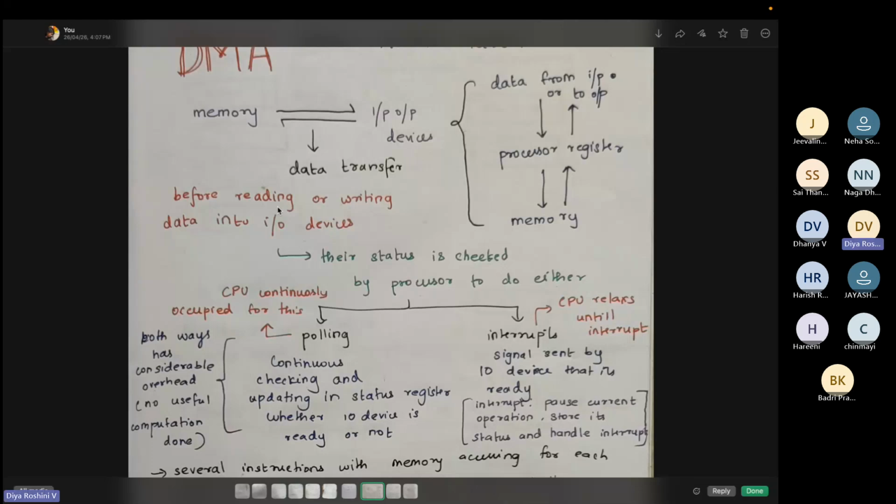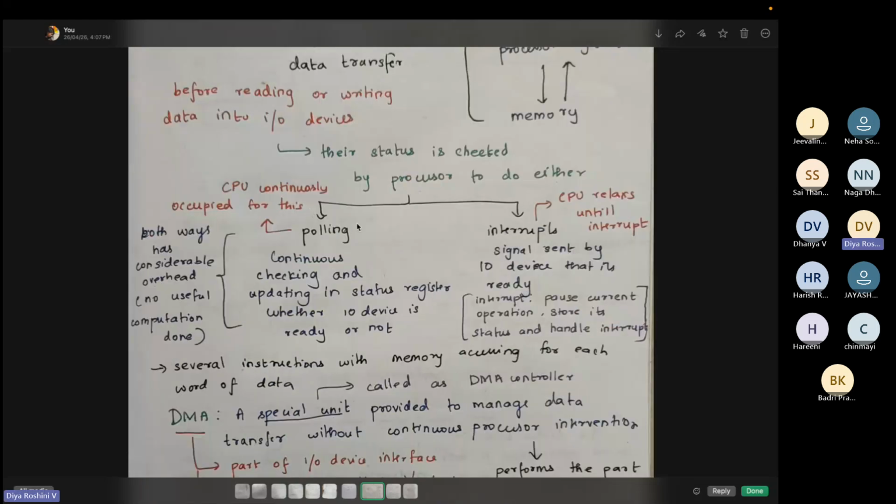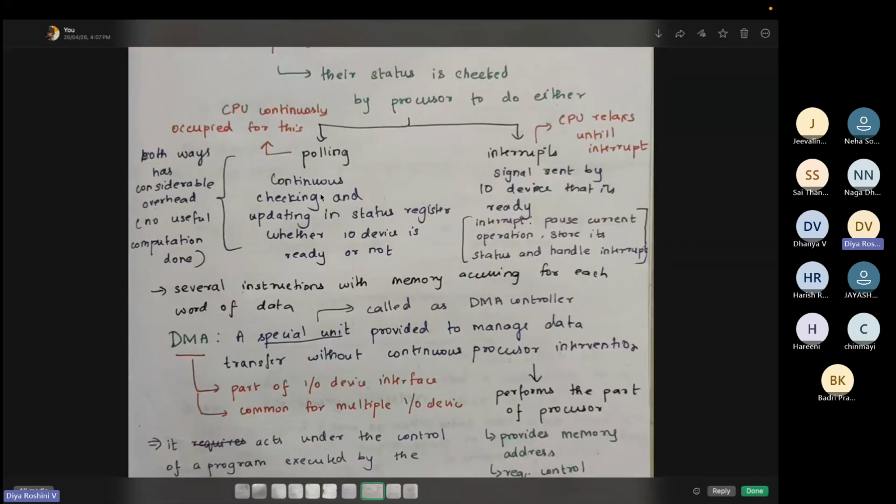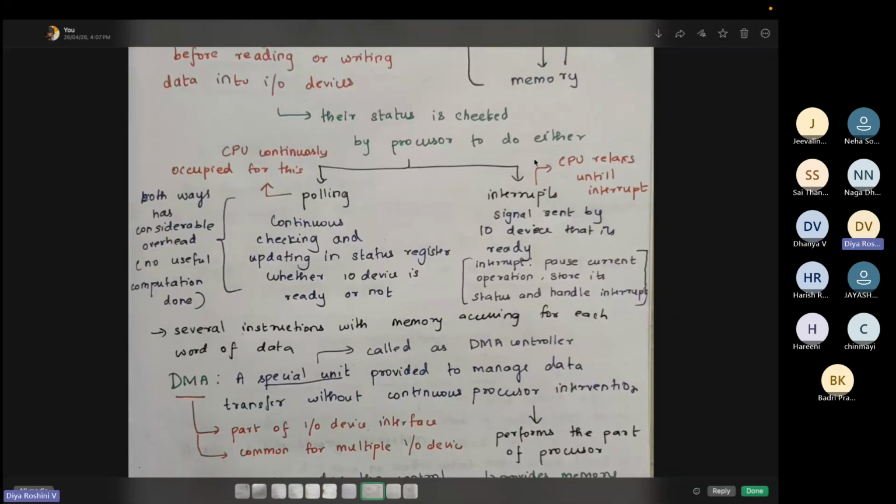Okay. This can be done in two ways, polling and interrupts. Polling is nothing but your CPU continuously checking whether the device is ready. Are you ready? It keeps asking. There is a status register where it updates whether the input output device is ready or not. If it's 1, it's ready. If it's 0, it's not. That's the status register. In this, the CPU is heavily occupied because it keeps on checking, ready, ready, ready, okay?